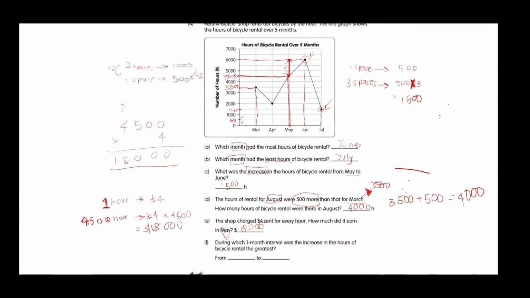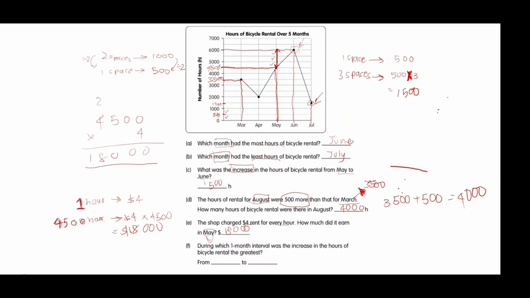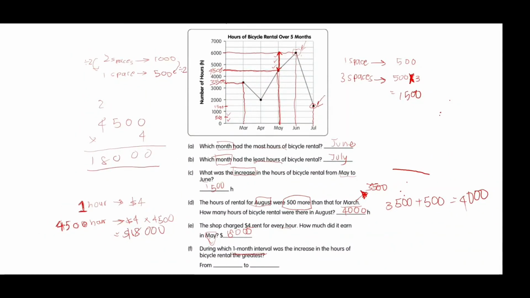Now, question F. During which 1 month interval was the increase in the hours the greatest? So, the increase will mean that it is increasing. This is increasing while this is decreasing. So on the line graph, where is the increasing? So we can see that from April to May, there's an increase. And from May to June, there's an increase.